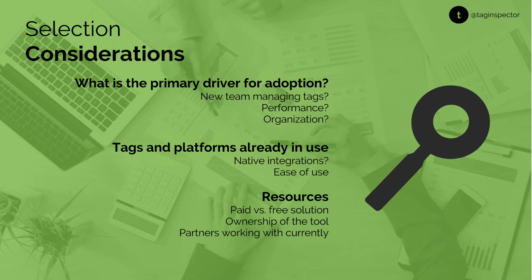Another major question that you're going to want to ask is around the tags and platforms that are already in use. A lot of different tag management systems will have native integrations. For example, it doesn't necessarily make sense to use Google Tag Manager if you're running Adobe Analytics. So think about the different tags, platforms, and pixels that you have now, and which of the tag management systems have native integrations already for those different platforms. What's going to make it easiest to deploy those different tools on your website?